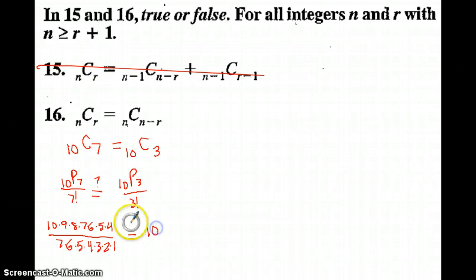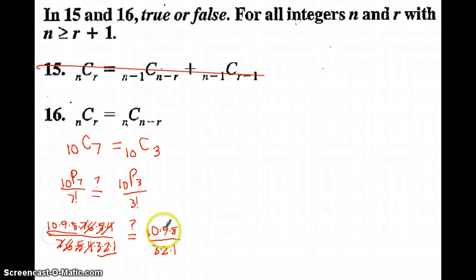And the first 3 things, okay, is that equal to? First 3 things here. All right, well, guess what? This stuff cancels. 7, 6, 5, 4. And what I'm left with is, yes, the same thing as what's on this side. So, yes, that's equal. That's an easy proof. Now, I should say, actually, this is not really a proof. This is an example that 10C7 equals 10C3.